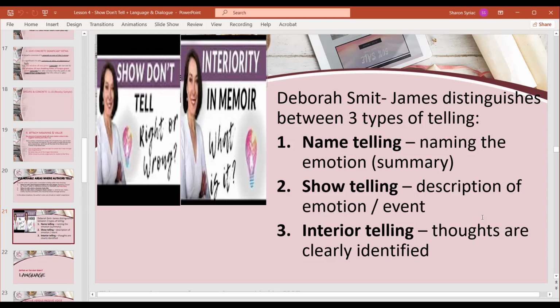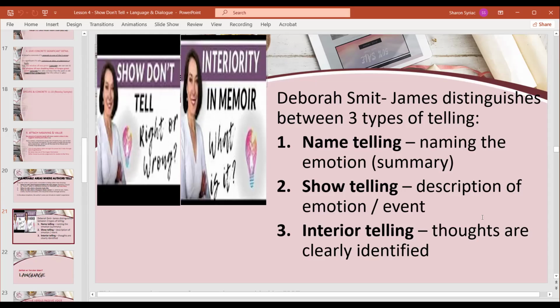The first one she calls name telling. Name telling is what I've been just calling telling, right? When you name an emotion, like Michael was embarrassed or he was afraid of the dark, that is what she calls name telling, because you're naming the emotion. It is one kind of telling that we do in our writing. Sometimes you just have to say, I felt ashamed.